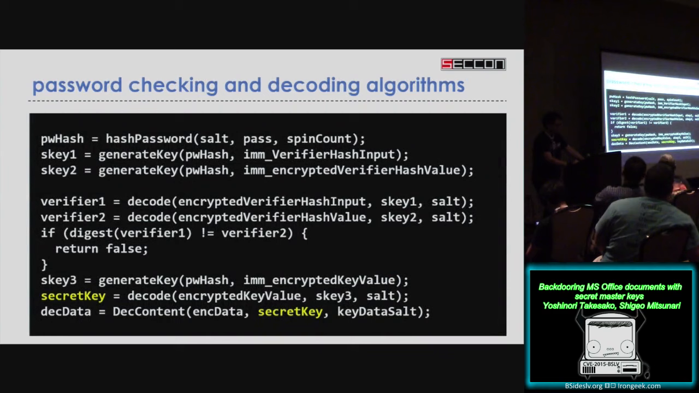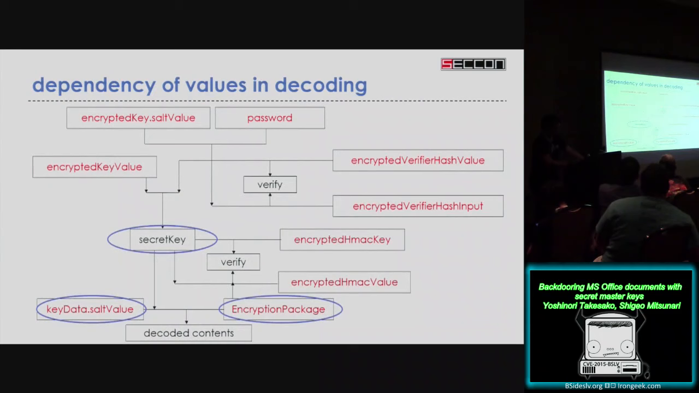This program code is a password checking and decoding algorithm. Please pay attention to the line where the secret key is used. Decoding this data depends only on the secret key and the key data salt value. It is not dependent on the password. I think this is a problem. I will show another figure. This is a figure of the dependency of values in decoding. Decoded content depends only on the secret key and the key data salt value. It is not dependent on the password. It is a problem.